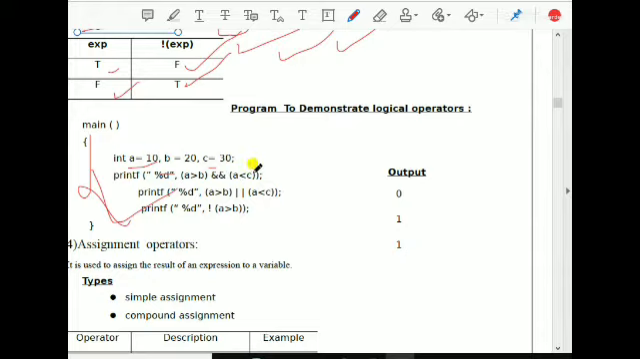See here, A is less than C. A is less than C is true, definitely true, but A is greater than B is false. So it will not check the second condition, directly it will give false. So it will give false, which means 0.